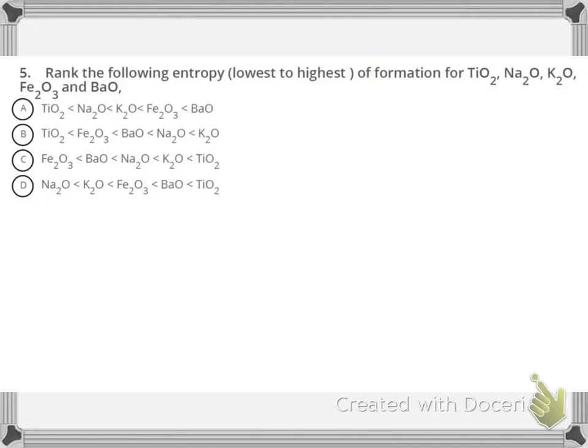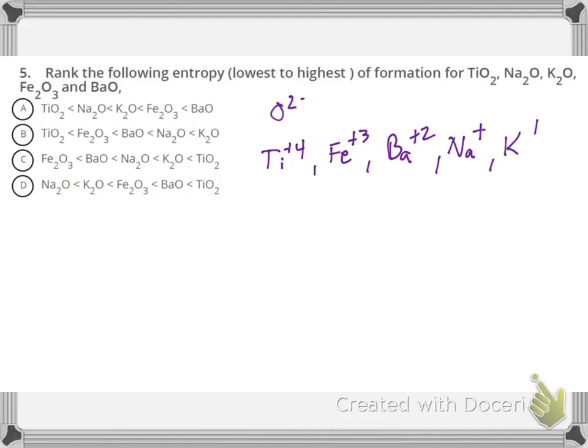The last question on our pop quiz dealt with ranking entropies. So keep in mind we had O2 minus for all, they're all in common, which means that if O2 minus is present with titanium and there's 2 oxygens, titanium must be plus 4. For iron, it must be plus 3. For barium, it must be plus 2. For sodium, it must be plus 1. And potassium, it must be plus 1. These are the formulas given.